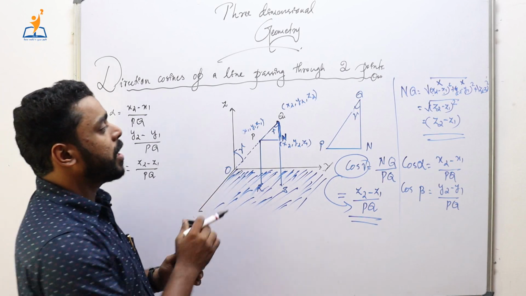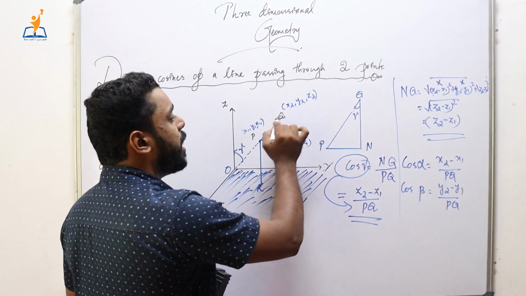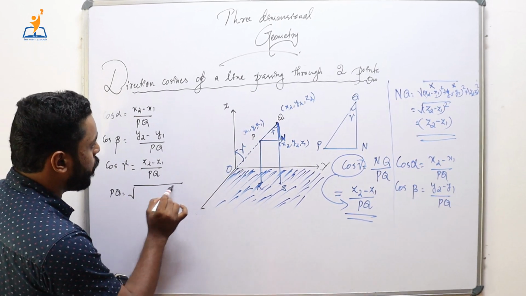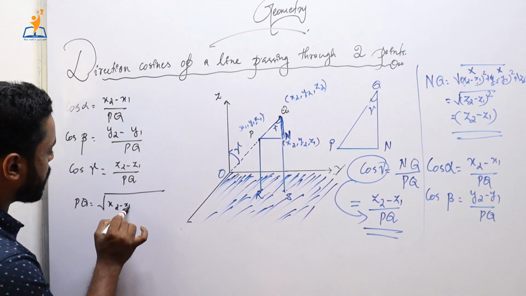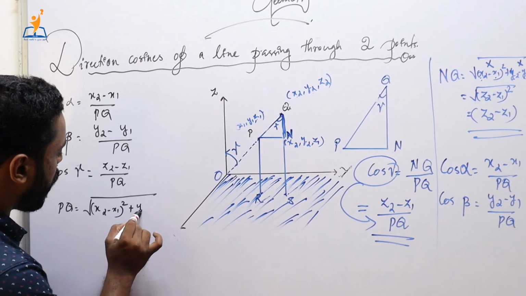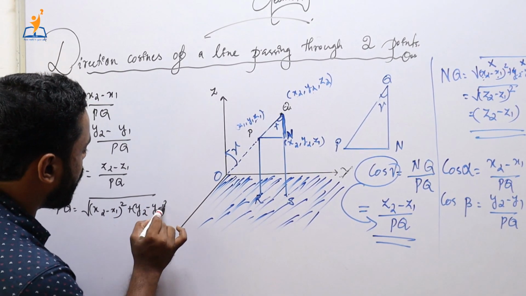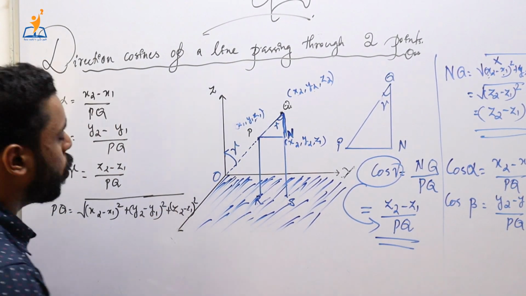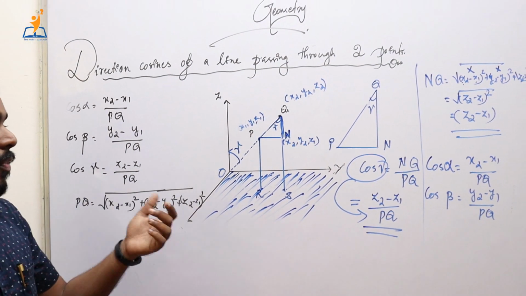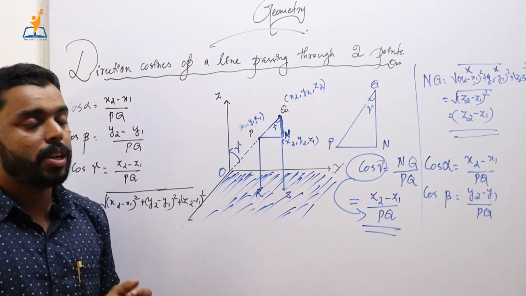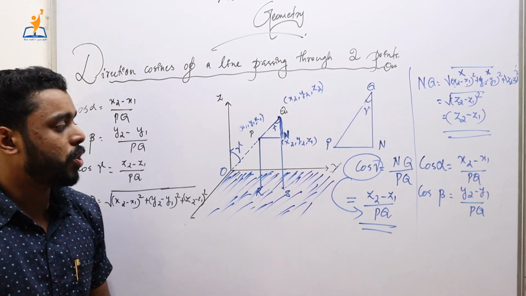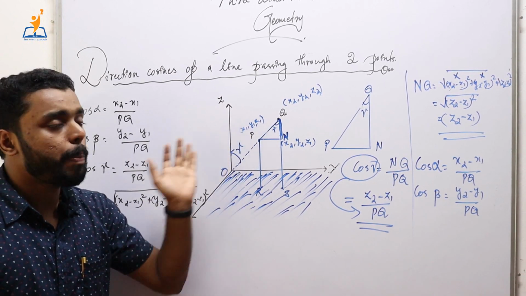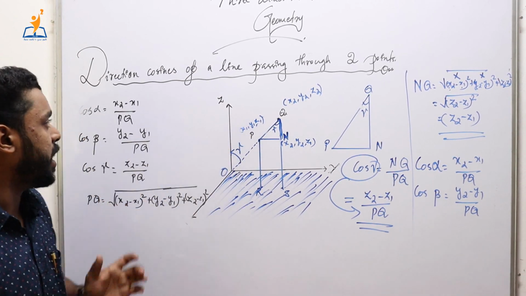PQ is nothing but the distance between P and Q. We know that PQ is equal to the square root of (x2 minus x1) the whole square plus (y2 minus y1) the whole square plus (z2 minus z1) the whole square. So whenever we are given two points x1, y1, z1 and x2, y2, z2, and we are asked to find the direction cosines of the line passing through these two points, it's very easy.